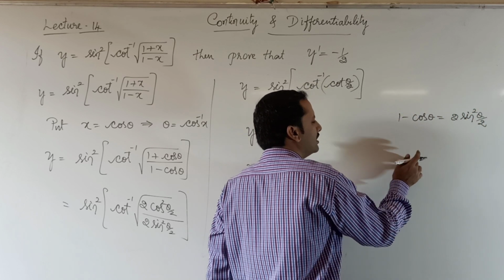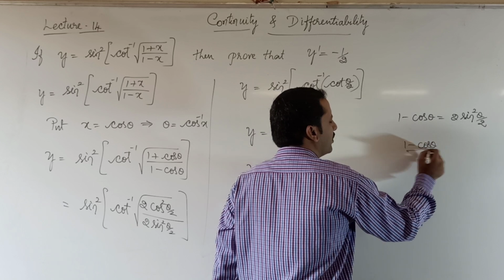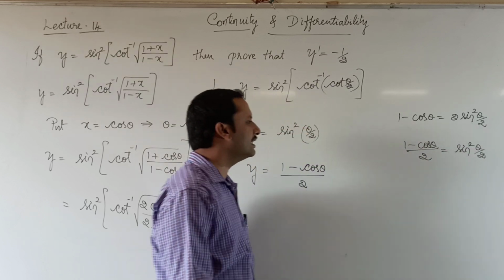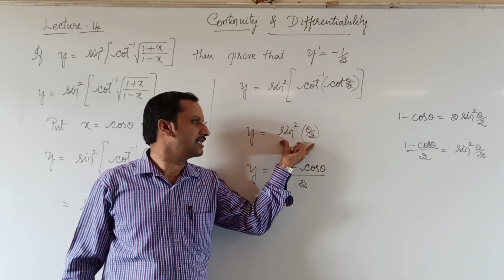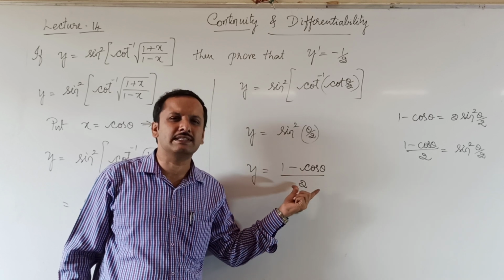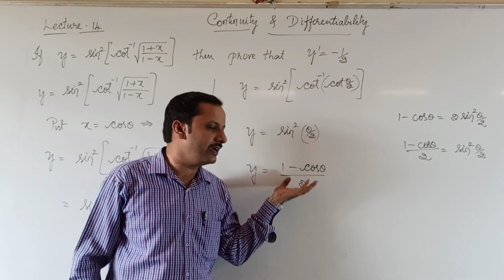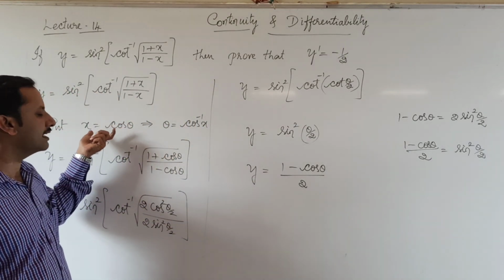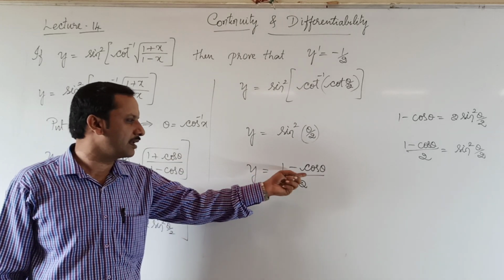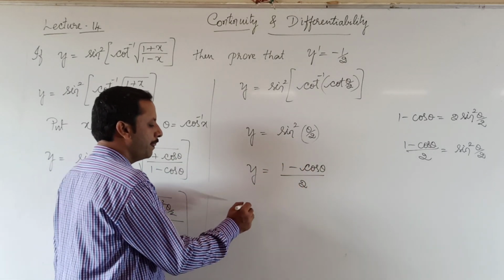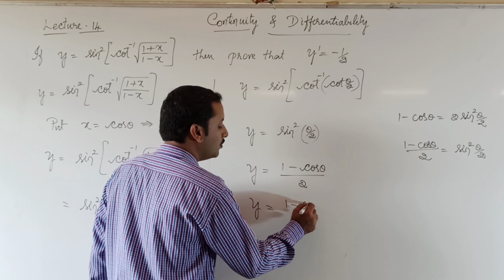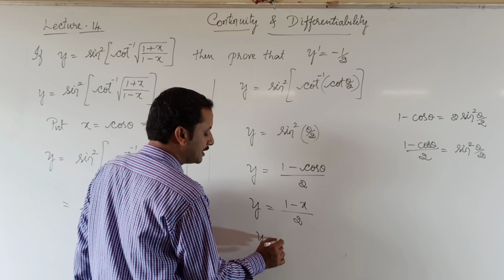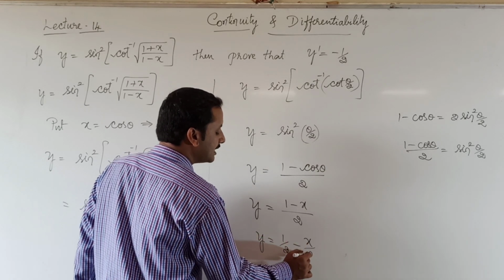Now what did I do? I brought this 2 to LHS. So we get 1 minus cos theta divided by 2 is equal to sine square theta by 2. So I am replacing sine square theta by 2 with 1 minus cos theta by 2. What is the intention behind using this formula? The intention is that here we have the expression cos theta. We have taken x is equal to cos theta, so I shall replace that cos theta with x. Okay. So we have y is equal to 1 minus, in place of cos theta I am writing x, divided by 2. So if I split it, 1 by 2 minus x by 2.